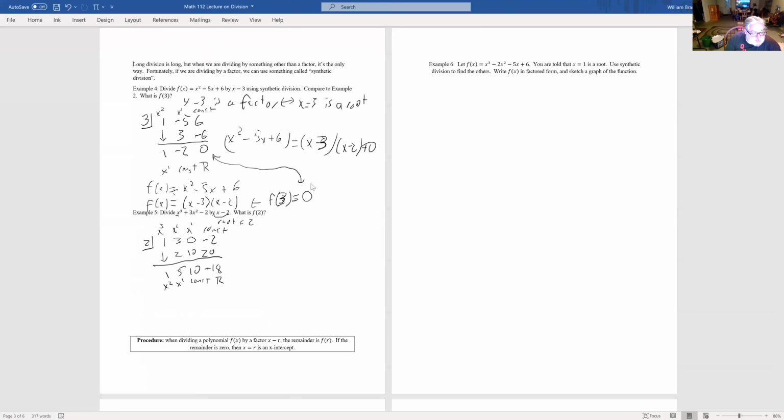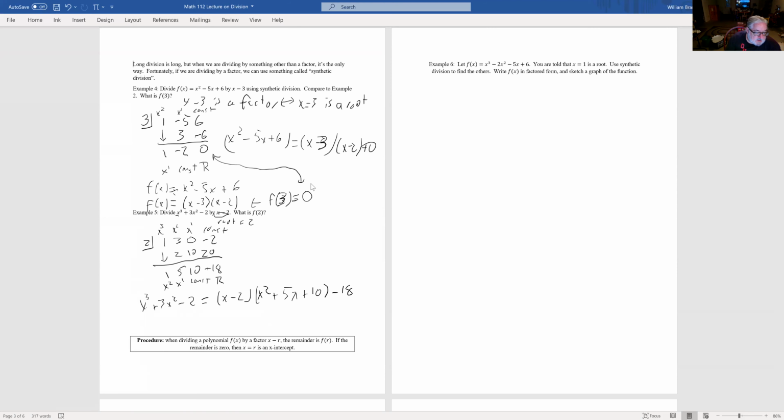Right? So this is the x squared, the x to the first, the constant, and then that's the remainder. So what are we getting? We're getting x cubed plus 3x squared minus 2 is the root that goes with this factor. So that's the x minus 2. Right? That's this. Times 1x squared plus 5x plus 10, and then minus the remainder, which is 18.